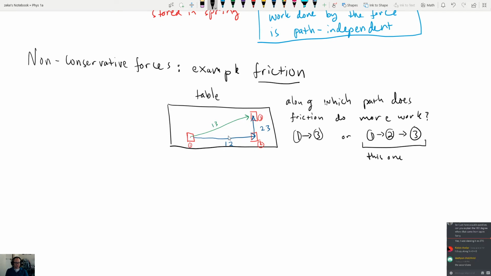So this is what makes friction a non-conservative force, because the work done does not just depend on the endpoints. In both cases, we have exactly the same endpoints, but the work done is going to be different. Does that make sense? So a non-conservative force is one for which work done depends on path.